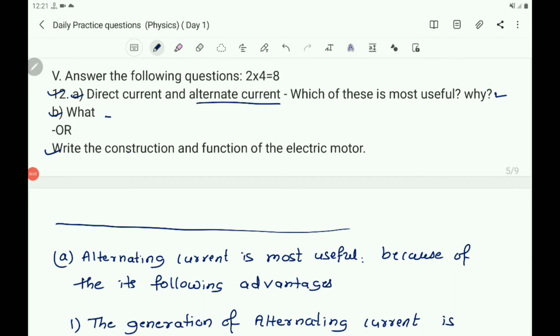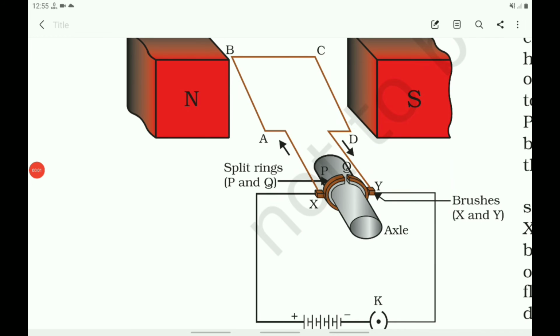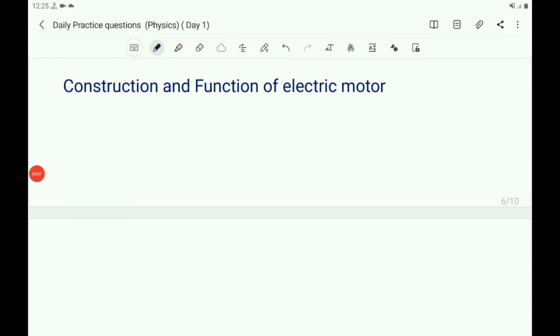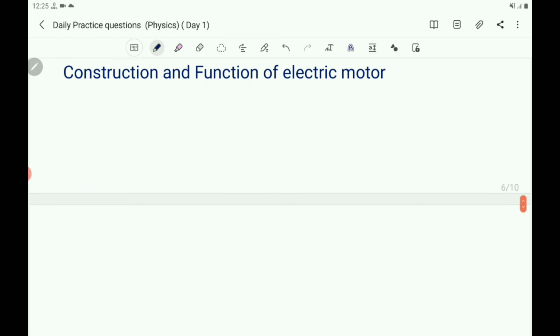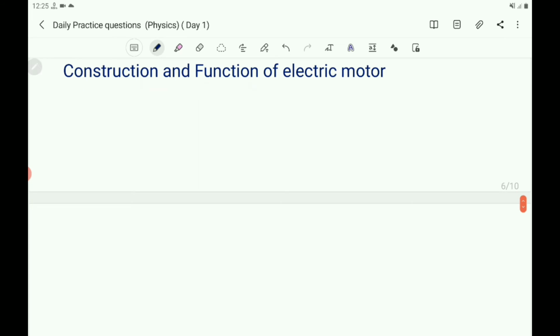Now the question: write the construction and function of the electric motor. You can write the answer for this question, that is in the textbook. Children, it is a figure of the electric motor. Now let us discuss the construction and function of the electric motor. Take the construction first.